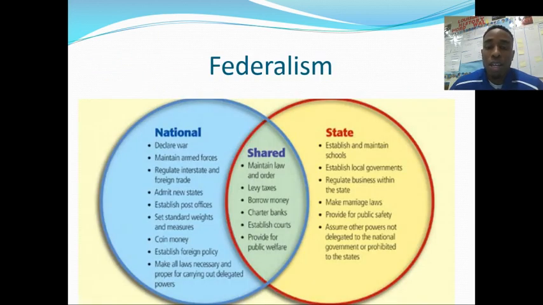All right, this is a Venn diagram of the split up powers between the national and state government and the shared powers. You can take a look at that closely on your own.